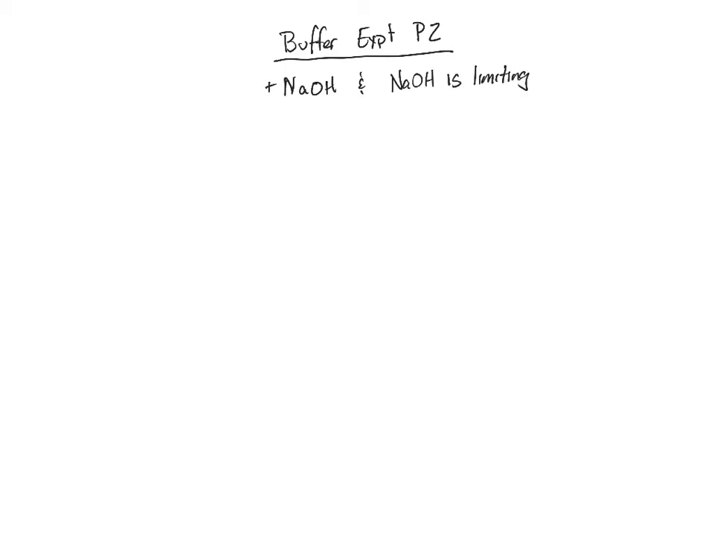Alright, so hi everyone. And I am continuing with examples for the buffer experiment part 2. And in this video, I want to do whenever we add NaOH, and the NaOH is the limiting reagent. And so this would be small amounts of NaOH. Just as a reminder, you can find this material in chapter 17.2 in your textbook.